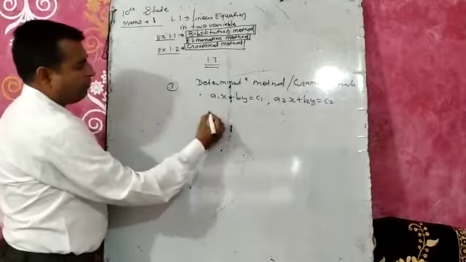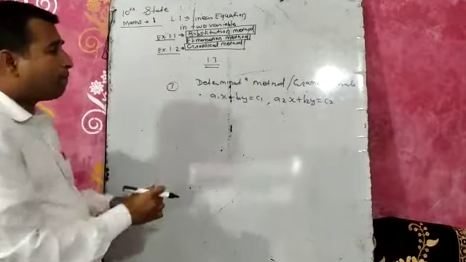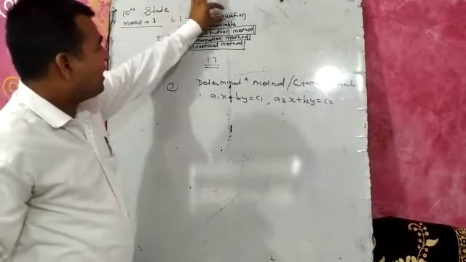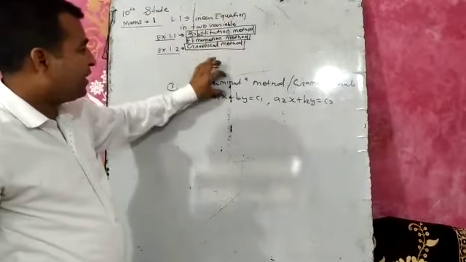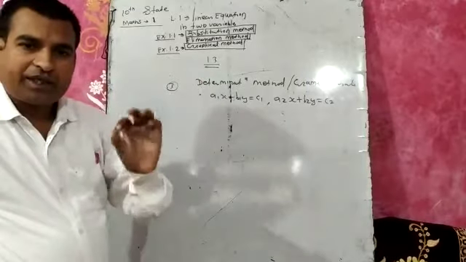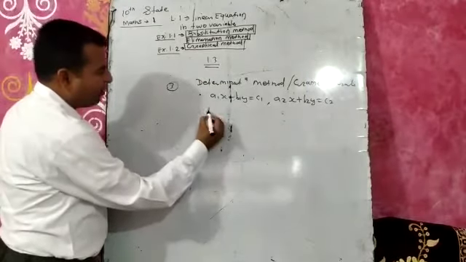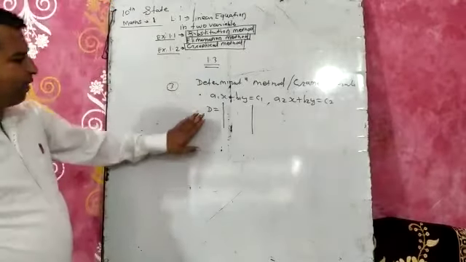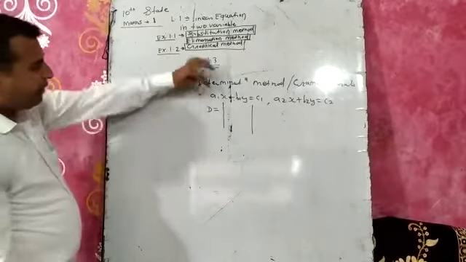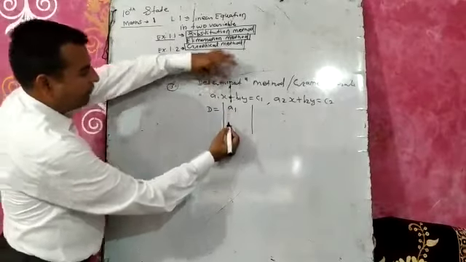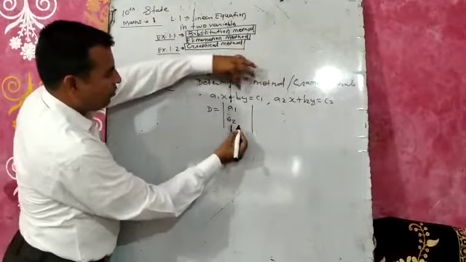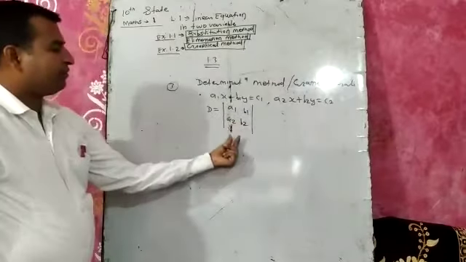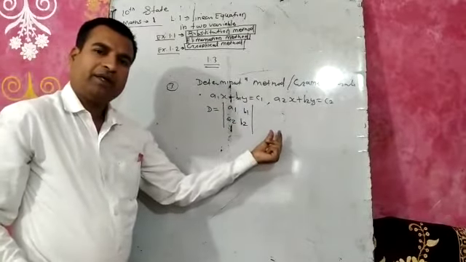How to solve? Any simultaneous linear equation we solve by this method in three important steps. The first step is to find the value of D, means determinant. This is the formula to find the value of the determinant. Here a1, a2, b1 and b2.